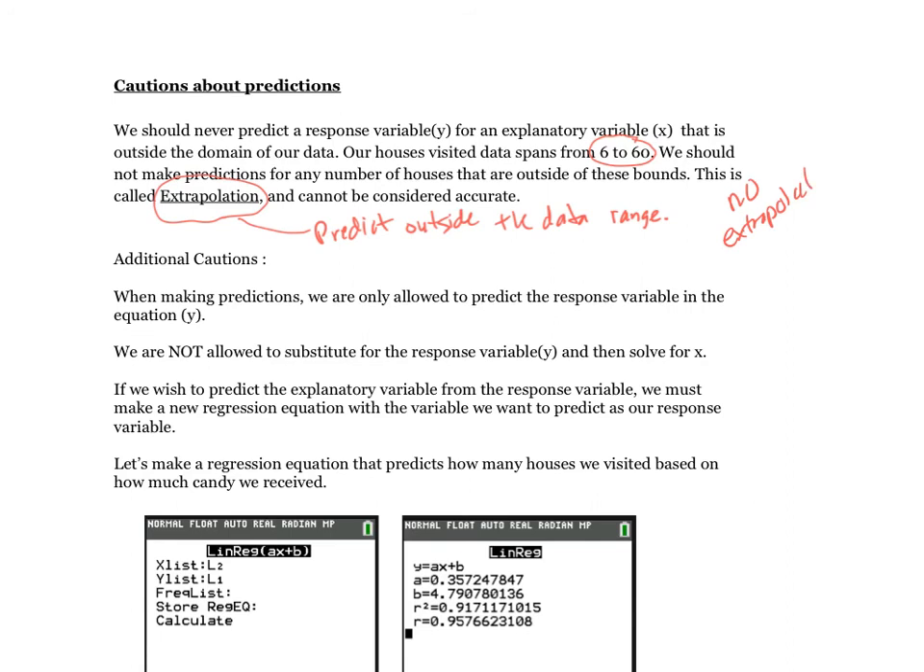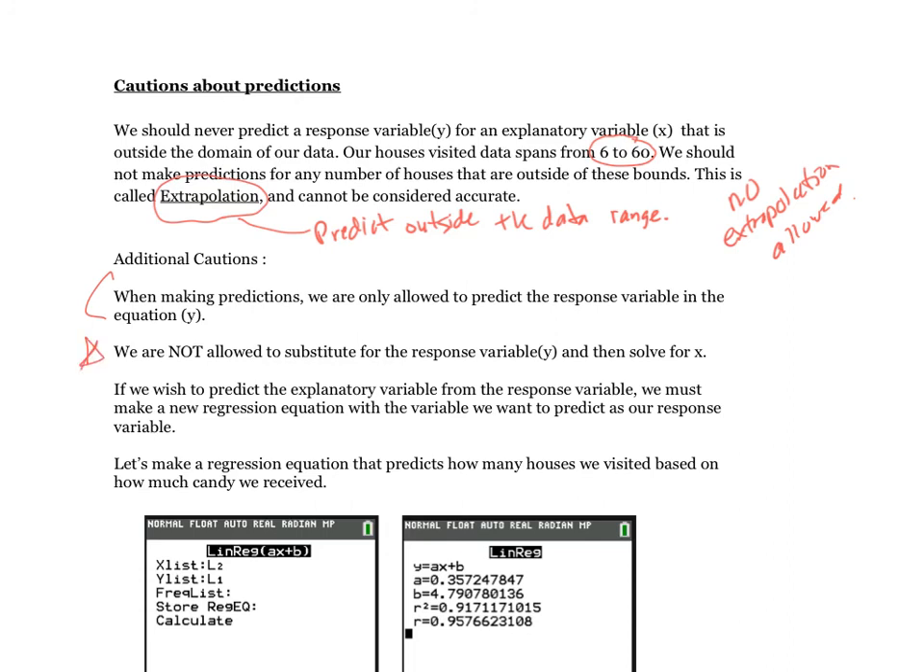Now, additional cautions. When making predictions, we are only allowed to predict the response variable in the equation, the y value. We are not allowed to substitute for the response variable and then solve for x. What I mean by that is you would not be allowed to say, hey, I got 200 pieces of candy, how many houses did I visit? We're not allowed to plug in values for y and then solve for x. Okay, we are not allowed to do that in regression. So that's super important.